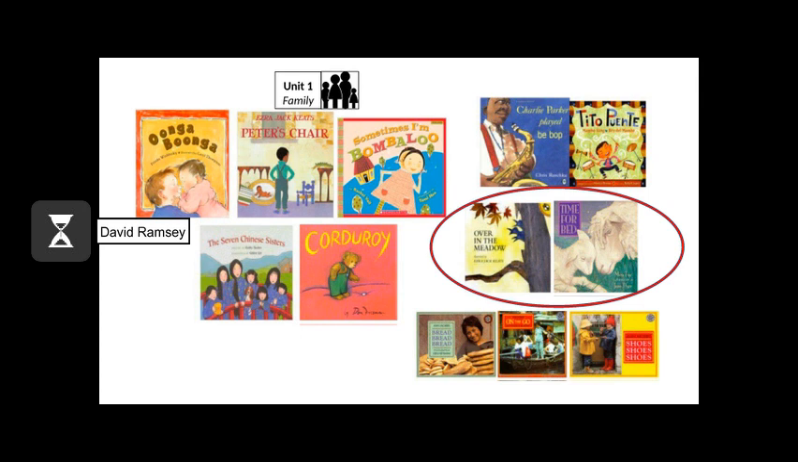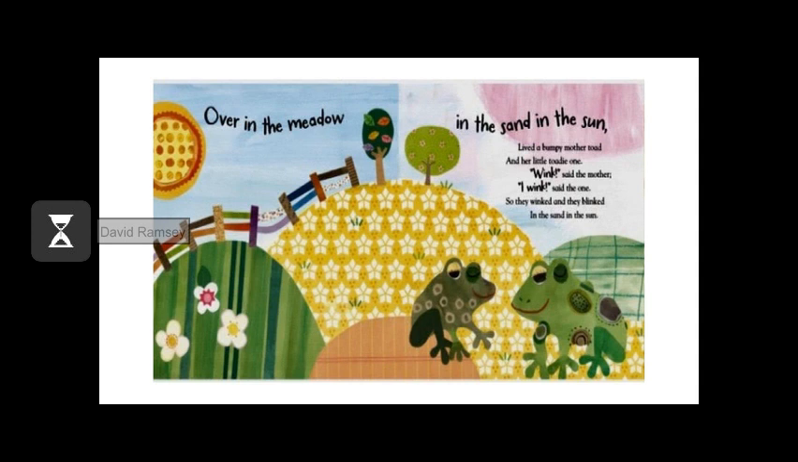Like the unit read-aloud texts, Swpl texts support the unit's enduring understandings and essential questions. In Over in the Meadow and Time for Bed, animal families care for each other, similar to how the families care for each other in the read-alouds. What do you notice about the text in Over in the Meadow?